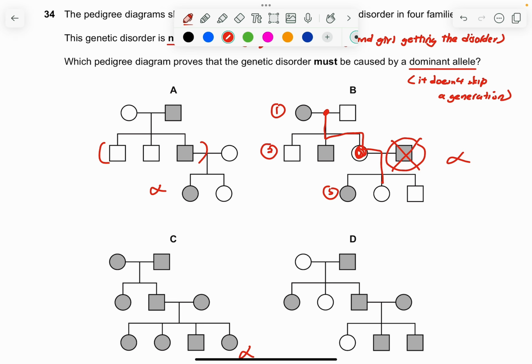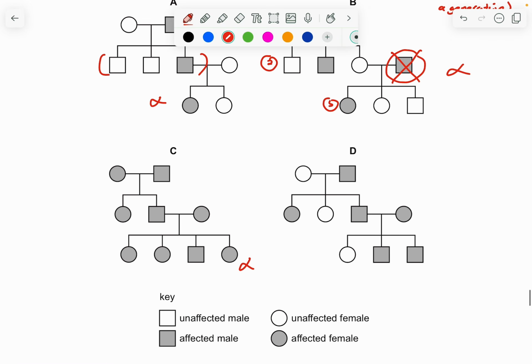So in order for this, if this has the genetic disorder, then this is a correct answer. But for this case, remember in a pedigree diagram, we always look, it has to be linked from the first one, second, and the third generation. Okay, so we have ruled out C, now is D.